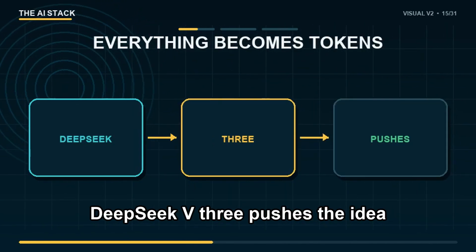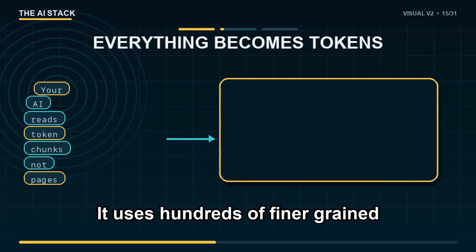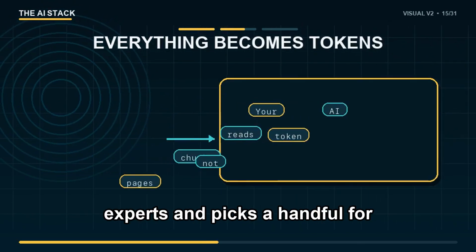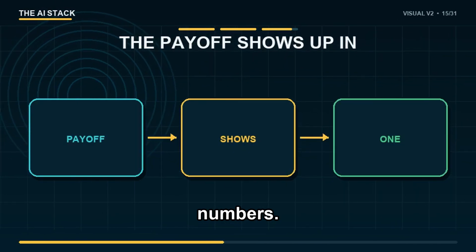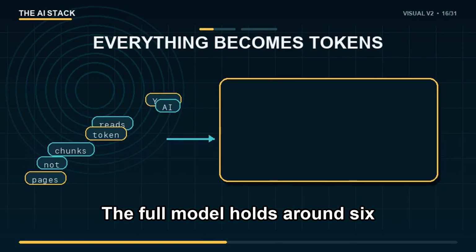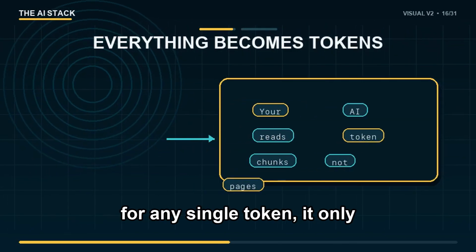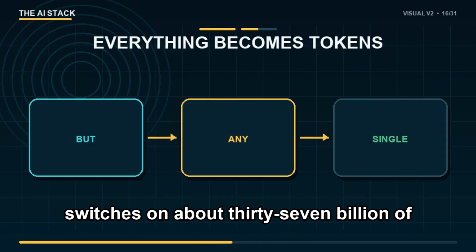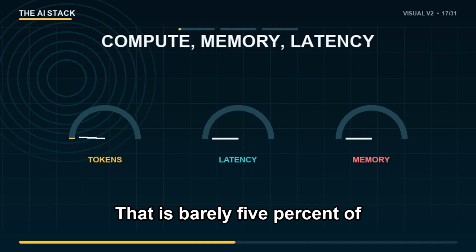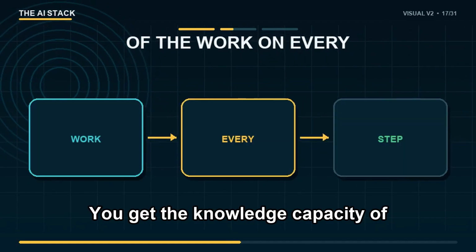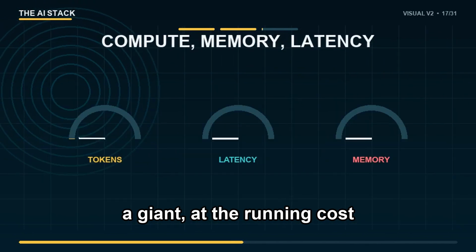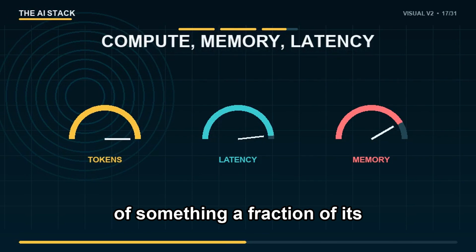DeepSeek-V3 pushes the idea much further. It uses hundreds of finer-grained experts and picks a handful for each token, and the payoff shows up in one stunning pair of numbers. The full model holds around 670 billion parameters, but for any single token, it only switches on about 37 billion of them. That is barely 5% of the model doing 100% of the work on every step. You get the knowledge capacity of a giant at the running cost of something a fraction of its size.